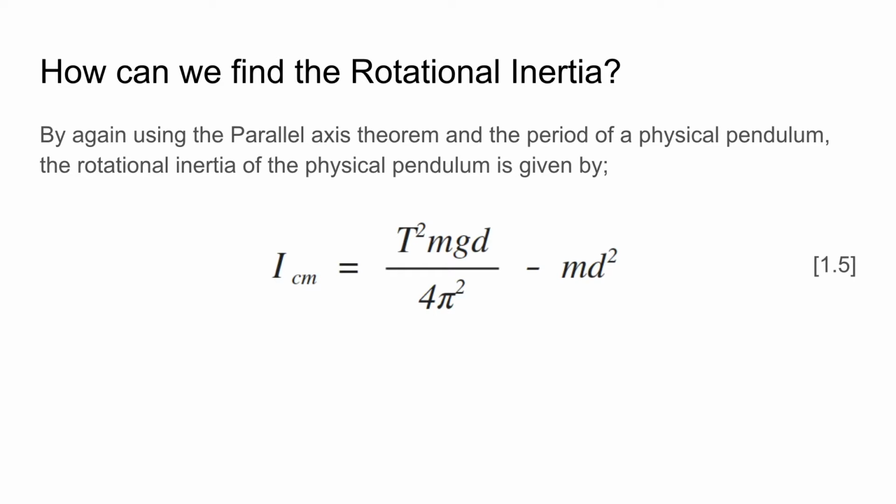The formula here is to determine the rotational inertia, and in this formula, T is the period we determined from the experiment, m is the mass we got, g is the gravity of the Earth, and d is the distance from the pivot point to the center of mass.